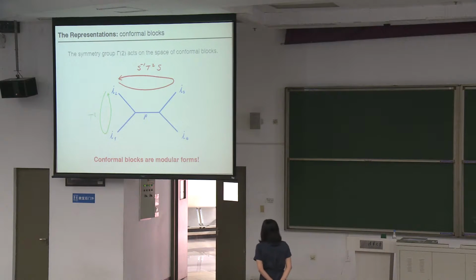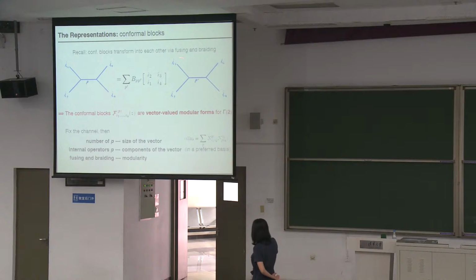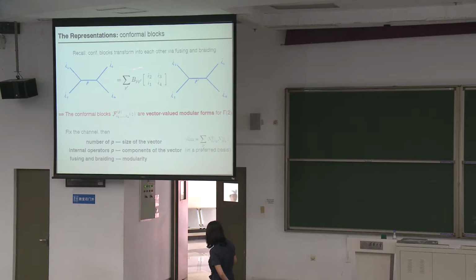So what type of modular forms are they? Well, the answer is also known, because we know what these moves do to conformal blocks. For instance, they transform into each other via fusing and braiding, famously. For instance, if we act on it with a braiding, we exchange I2 and I3, and with a mixture of different internal operators. And if we do it twice, we get one of the monodromies that we have just seen before. And namely, the conformal blocks are vector valued modular forms for gamma 2, by definition.